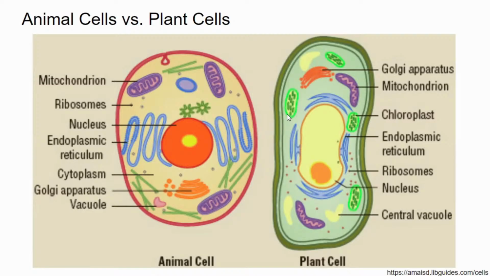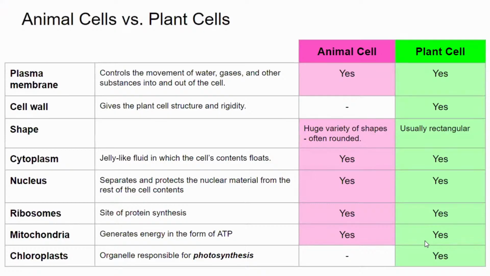But unique to our plant cells is our chloroplasts. So we're going to be looking at those in detail later. All right, here is a summary. First off, we have our plasma membrane, which controls the movement of water, gases, and other substances in and out of the cell, and it provides the outside coating of the cell. Both our animal cells and our plant cells have those.